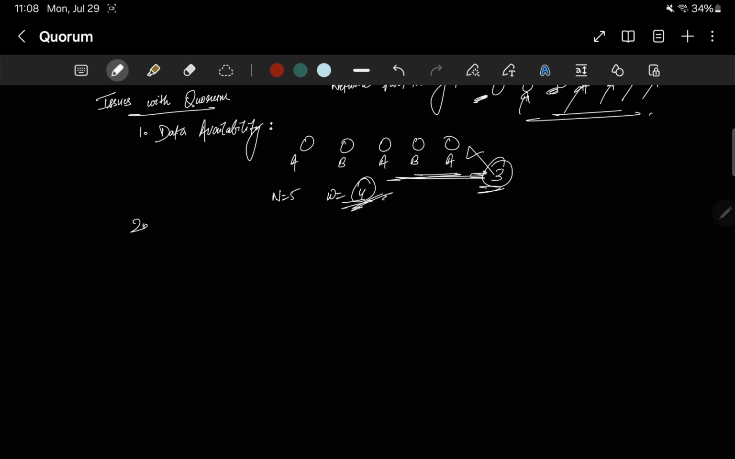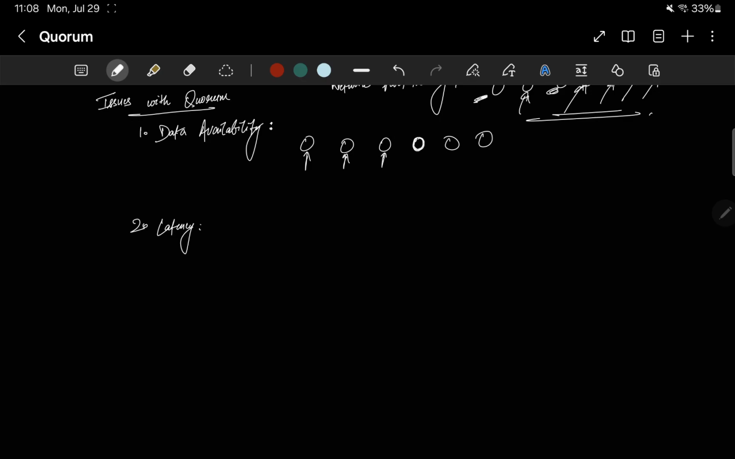Second is latency. Achieving consensus with quorum may introduce latency, especially in scenarios where nodes are geographically dispersed. So if we have nodes which are dispersed across the globe, then everybody needs to talk to everybody and they need to know what value you want to read or write. So it is possible that this is very far. Let's say this is in Australia, this is in US. Then this traveling of data from each other will take too much time, and which introduces latency.